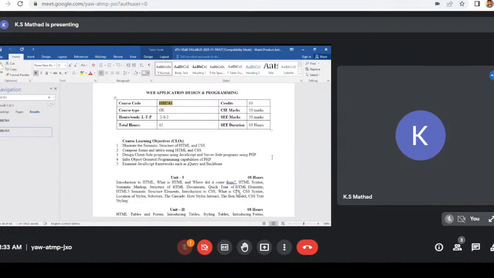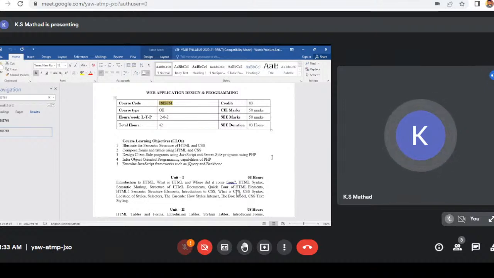Start. Yeah, dear students, myself K.S. Mathad from Information Science and Engineering Department. I am here to present about the Open Elective Web Application Design and Programming. The course code is 18 IS 761. It's an open elective and the credits are 3.